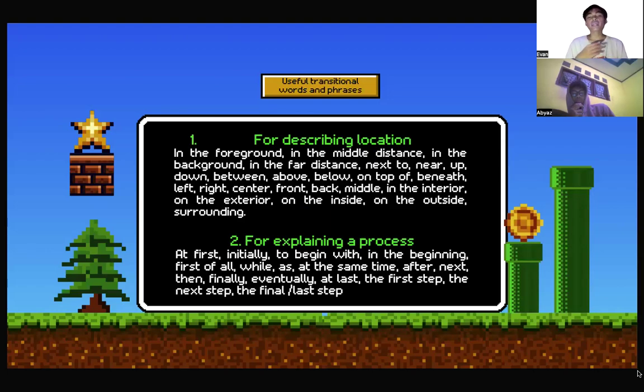Second, for explaining a process, we can use: at first, initially, to begin with, in the beginning, first of all, while, as, at the same time, after, next, then, finally, eventually, at last, the first step, the next step, the final, and the last.